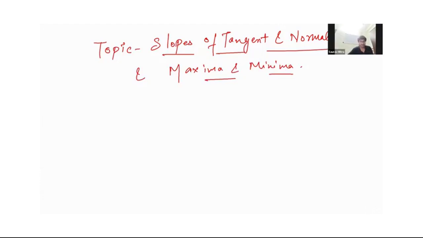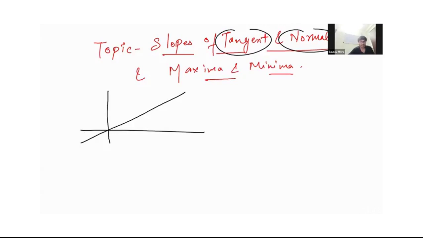So let us start. First of all, we should know what a tangent is and what a normal is. If we have a line like this and a curve, the touching point, the point of contact, is your tangent point. And if I draw a line perpendicular to this, just a perpendicular straight line, this will be your normal. So we have two lines from the curve.